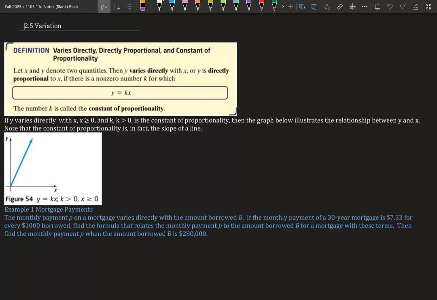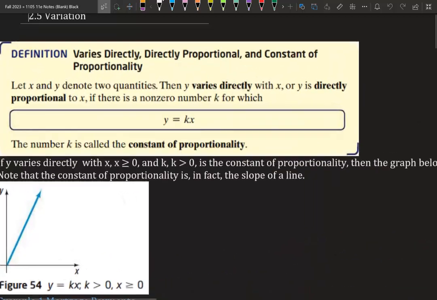2.5 variations. A lot of the concepts will come back in chapter 6, especially 6.6. 2.5 is going to teach us how do we tackle word problems, how do we get better, how do we break down sentence by sentence. So let's talk about variation.